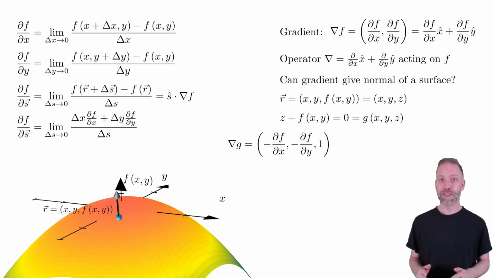As g is constant on the surface, any vector parallel to the surface will give 0 when we take the directional derivative with it. Hence, the gradient is perpendicular to the surface, which means that it is the normal direction.